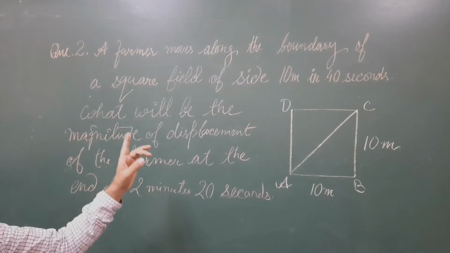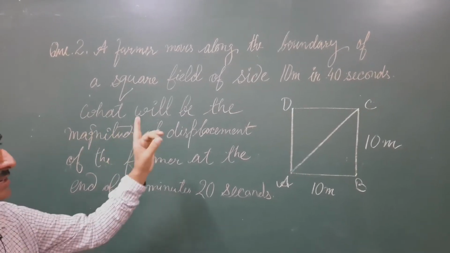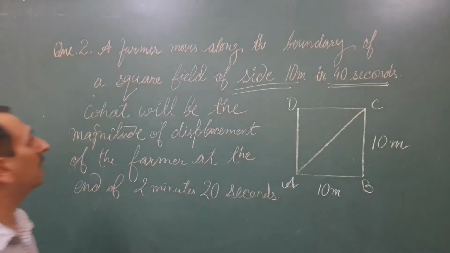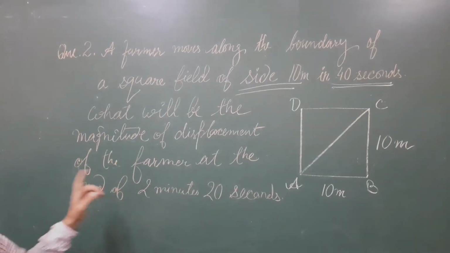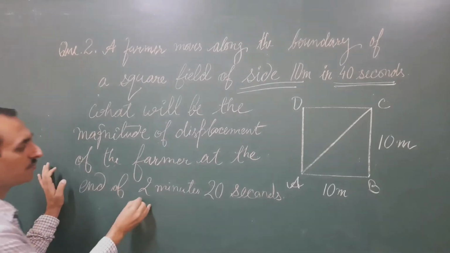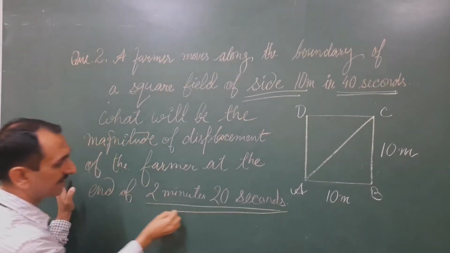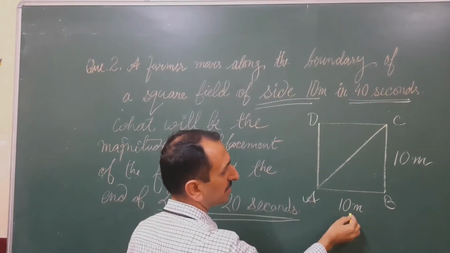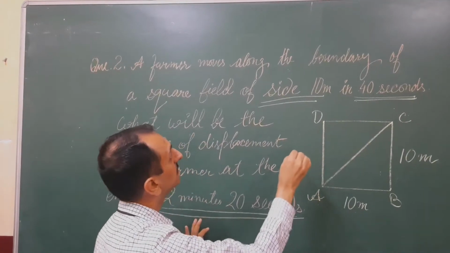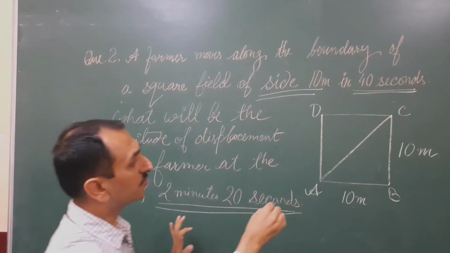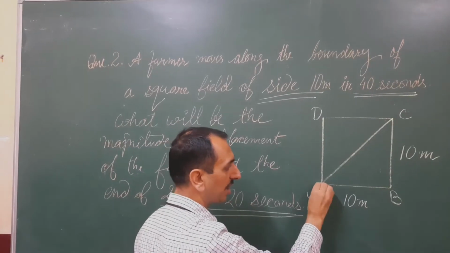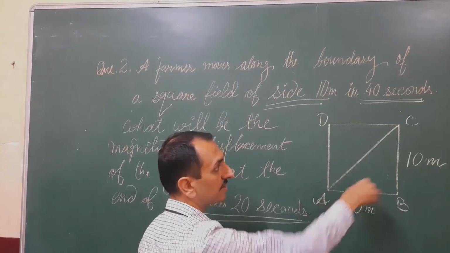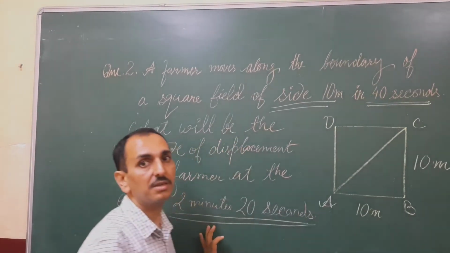A farmer moves along the boundary of a square field of side 10 meters in 40 seconds. What will be the magnitude of displacement of the farmer at the end of 2 minutes 20 seconds? These are the values given. Side 10 meters, A to B 10 meters, in all the sides. He moves along the boundary, meaning he started from A to B to C, then to D, then again back to A. This distance is covered in 40 seconds.